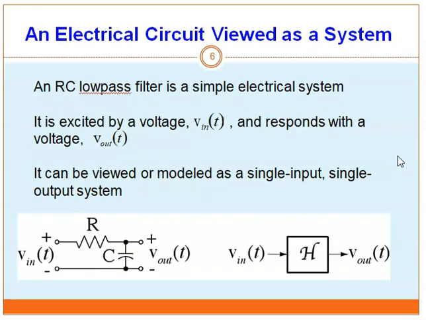An electrical circuit viewed as a system. This diagram is showing you an RC low pass filter. It is excited by a voltage V in, which would be the input, and responds with the voltage V out, which would be the output. It can be viewed or modeled as a single input, single output system. So you have the incoming signal V in going into the system, which is denoted by H, and finally produces an output, which is denoted by V out.